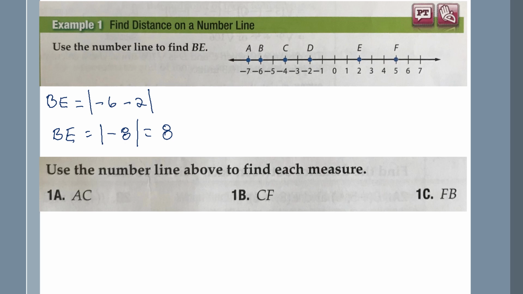Now, to show that it doesn't matter the order, if we had done this as BE here, and we'll take this as equal to the absolute value of 2 minus negative 6, then that value, BE, is now equal to the absolute value of 8, which is just positive 8. So go ahead and work on these next three, and I'll come back to you shortly.